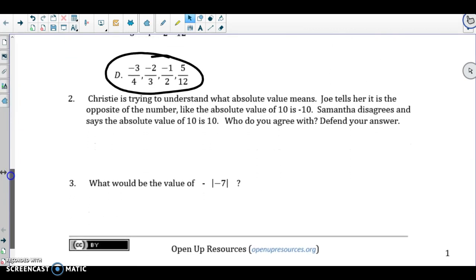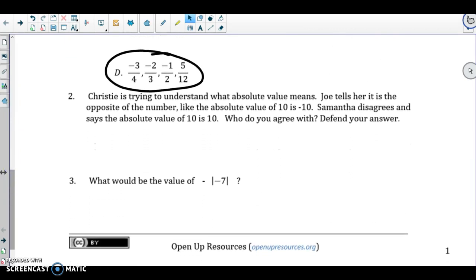So Christy is trying to understand what absolute value means, and Joe tells her it is the opposite of a number, like the absolute value of 10 is -10, and Samantha disagrees and says the absolute value of 10 is 10. Who do you agree with? Defend your answer.